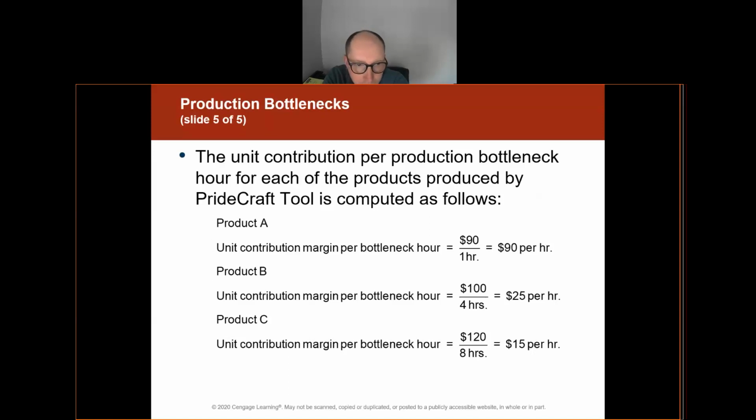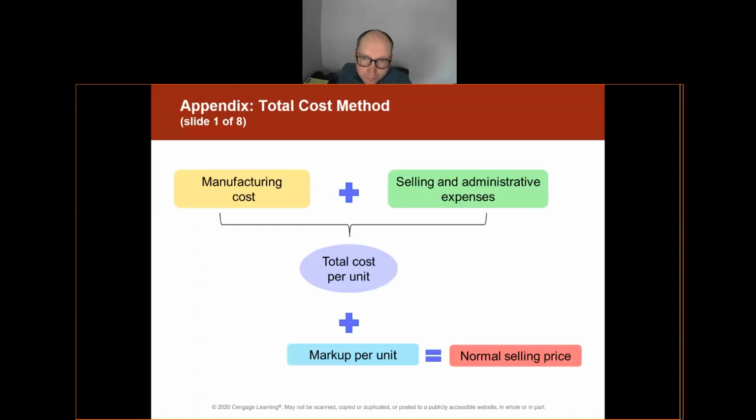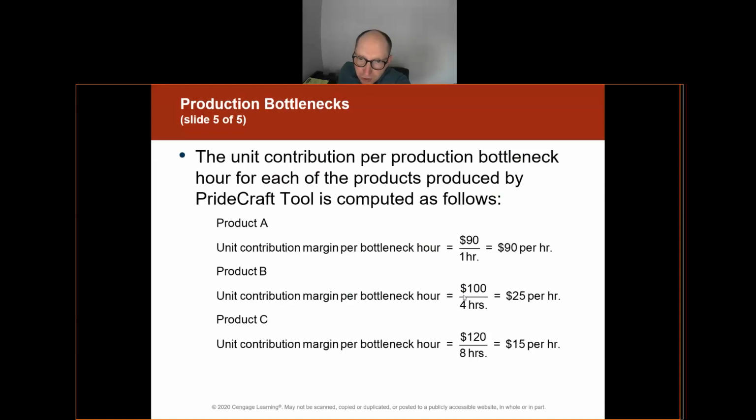Okay, so here we go. Unit contribution margin, Product A: $90 divided by 1 hour, that's $90 per hour. Product B: 100 divided by 4 hours, that's $25 per hour. Product C: 120 divided by 8 hours, that's $15 per hour. So once I've figured that out, we can figure out how we would shift in order to get these rates per hour down.